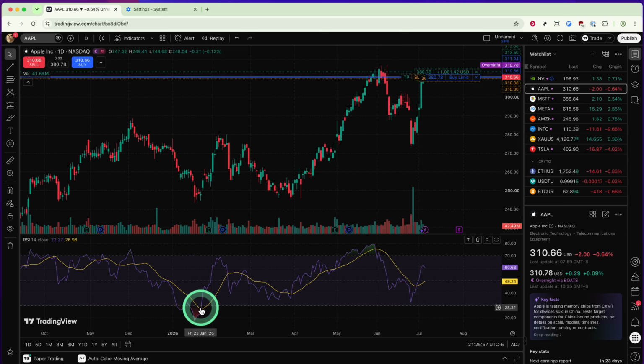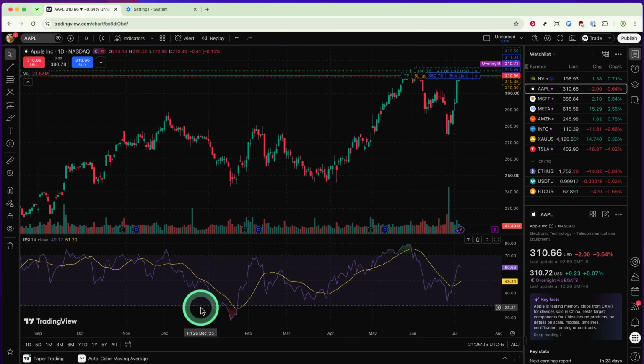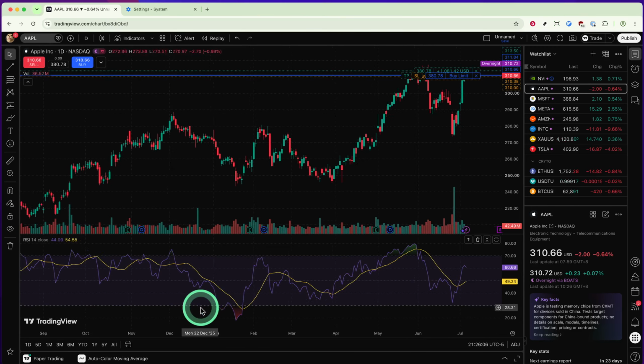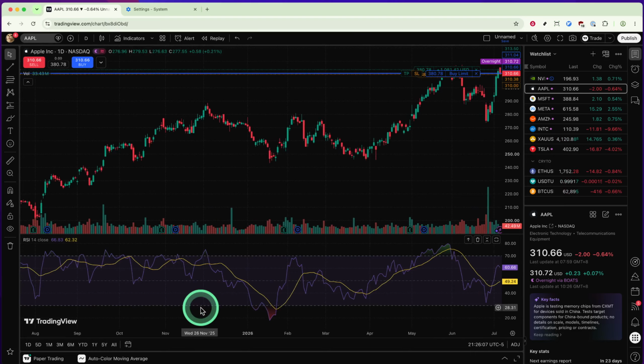Next, let's explore how to identify RSI divergence, which is a powerful signal for spotting potential market reversals. First, look for what's called bearish divergence. This happens when the price makes higher highs, but the RSI makes lower highs. Essentially, the price is climbing, but the RSI suggests that buying momentum is weakening. This could indicate that a reversal to the downside may be on the horizon.